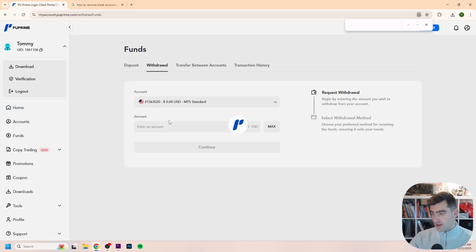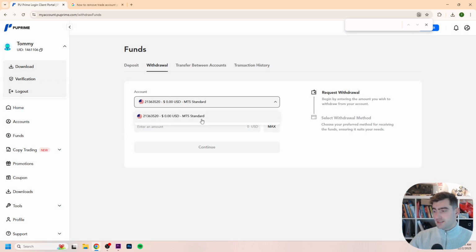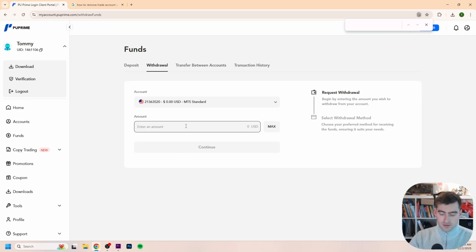here on withdrawal. Then from here, select the MT5 standard or your account where you want to trade money on. Then select the amount, so let's do 100 USD. And then right now we click on continue, and then they will send you to the withdrawal method where you can pay and put money on your account.